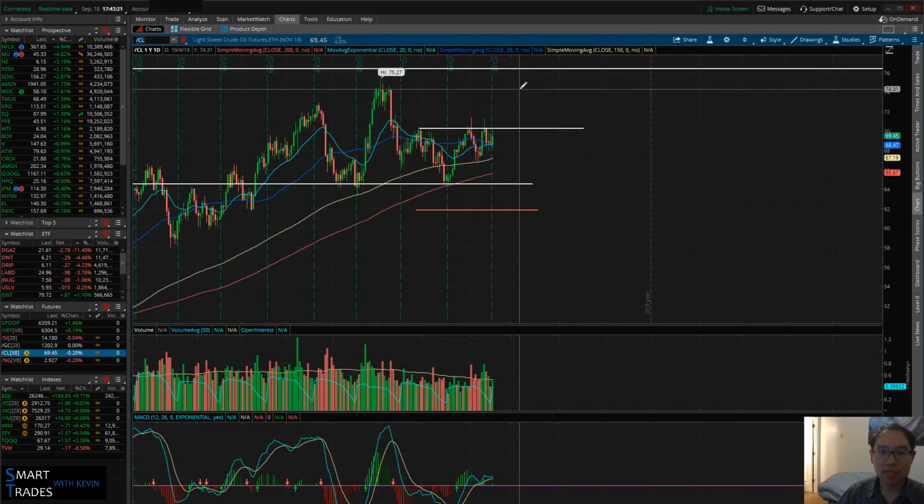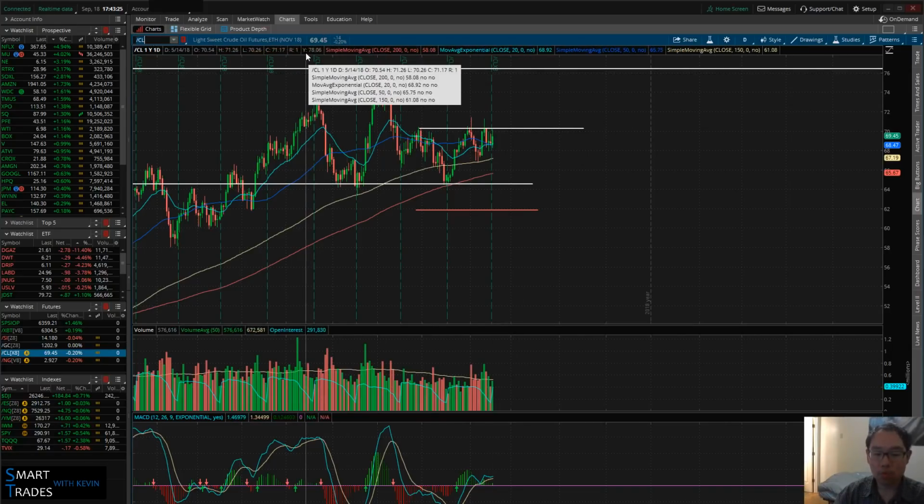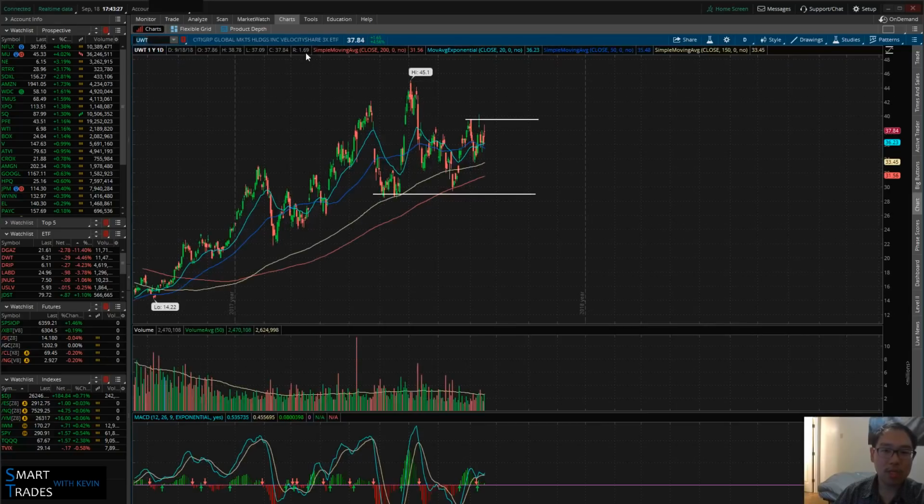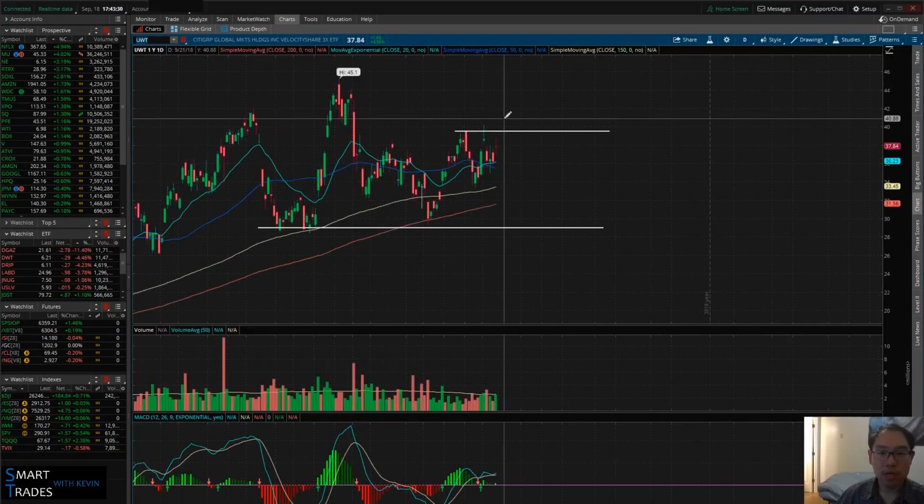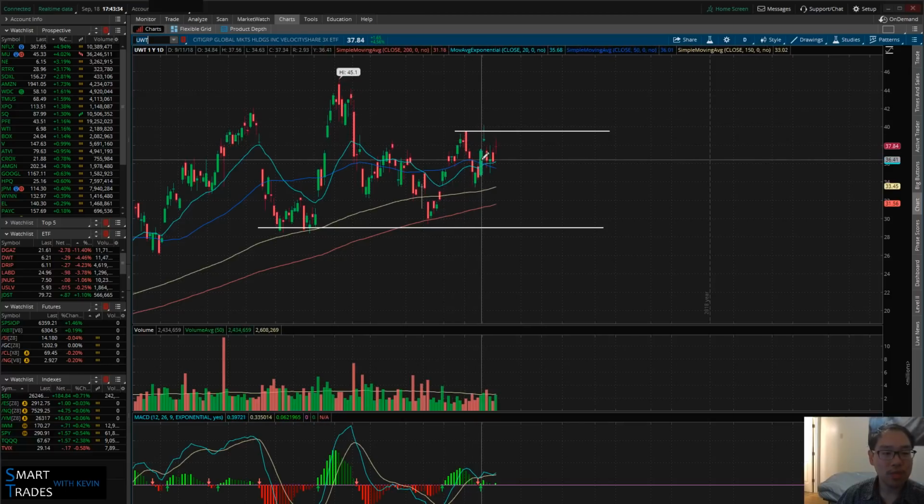Should we break this resistance, our next resistance would be at 74.31, but we'll wait until then. UWT is just one that follows crude oil. You guys can see UWT went up over 4.5%, which followed with the crude oil move back higher.